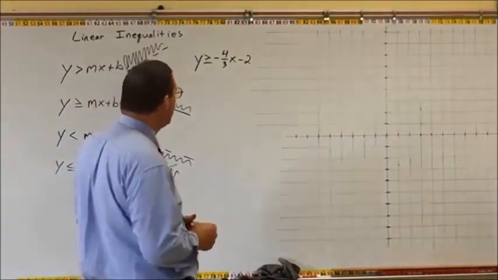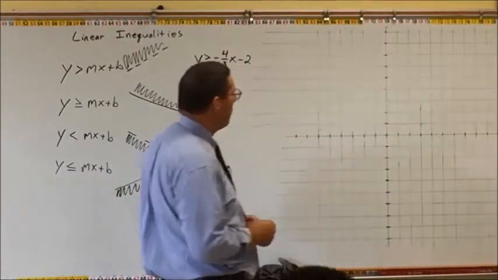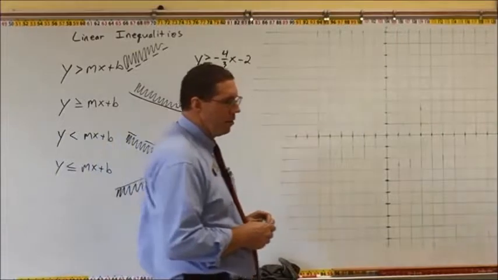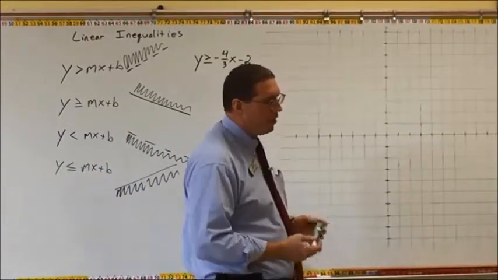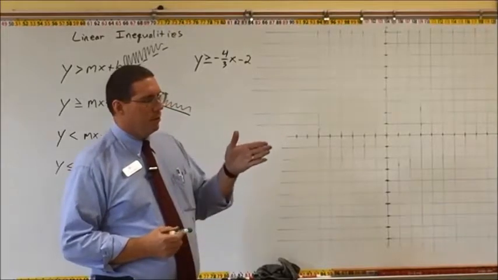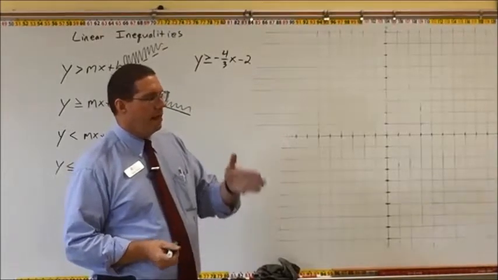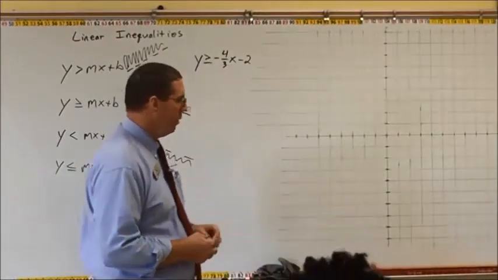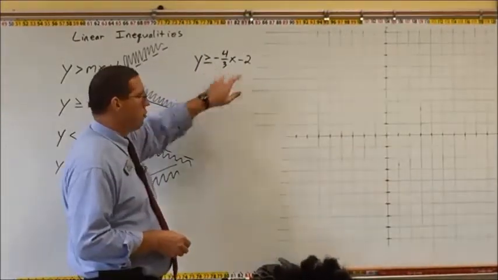And then don't forget to shade the region either above or below the line. Basically what that shaded region is telling you is that you can pick any xy coordinate in this region and you would have a true statement.